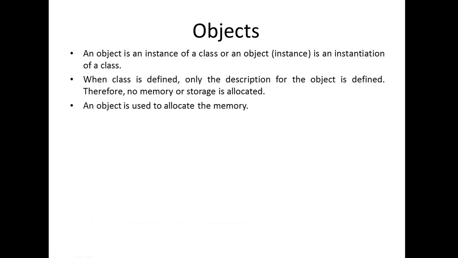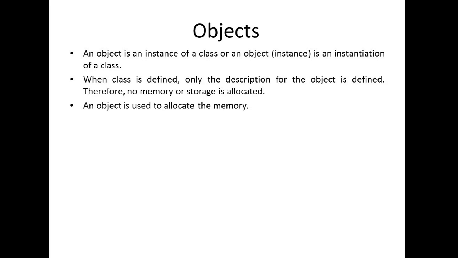An object is used to allocate the memory. As I said, an object will be created within each and every class. As I said, the entire program is divided into small parts called objects, right? And the object, which we are just calling each and every class, has data and functions.